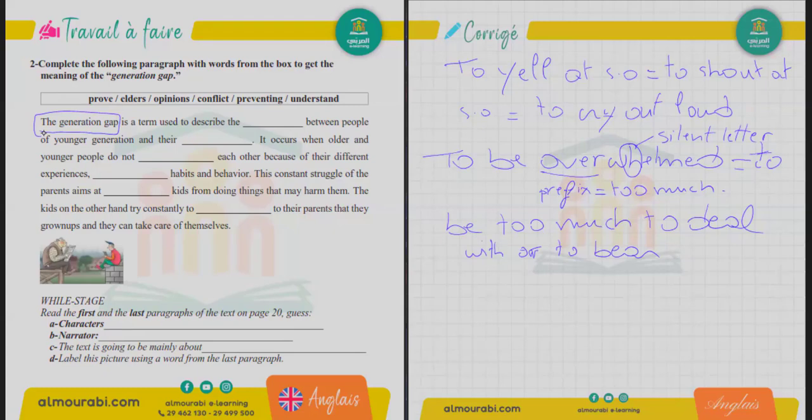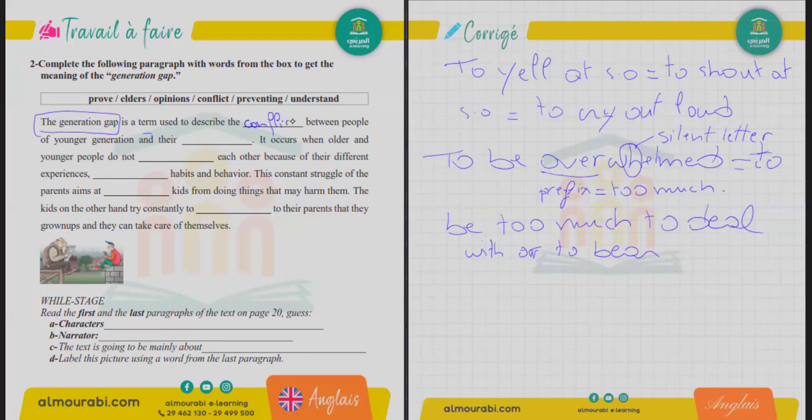So, anyone, I will give you some time to think about the first word, and please try to find it out, and I am listening to you. Anyone to start? Yes, please. The generation gap is a term used to describe the conflict between people of younger generation and their elders. Very good, Fida. It's a term we use to talk about conflict.